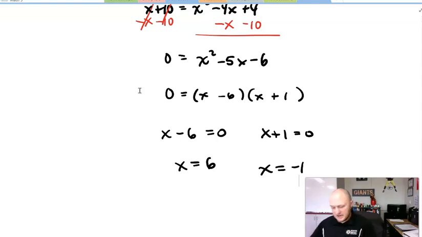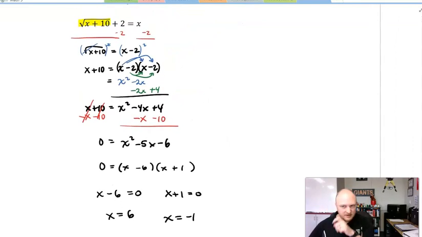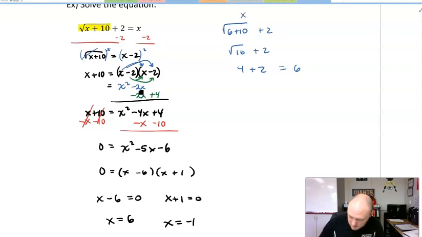We do need to go ahead and check them. I'm going to check it and see if it gives me a valid or extraneous. So let's go ahead and do that. Square root of 6 plus 10 plus 2, that's the square root of 16. That gives us 4 plus 2. Does that equal our right side, which is 6? Yep, it does. So 6 is valid.